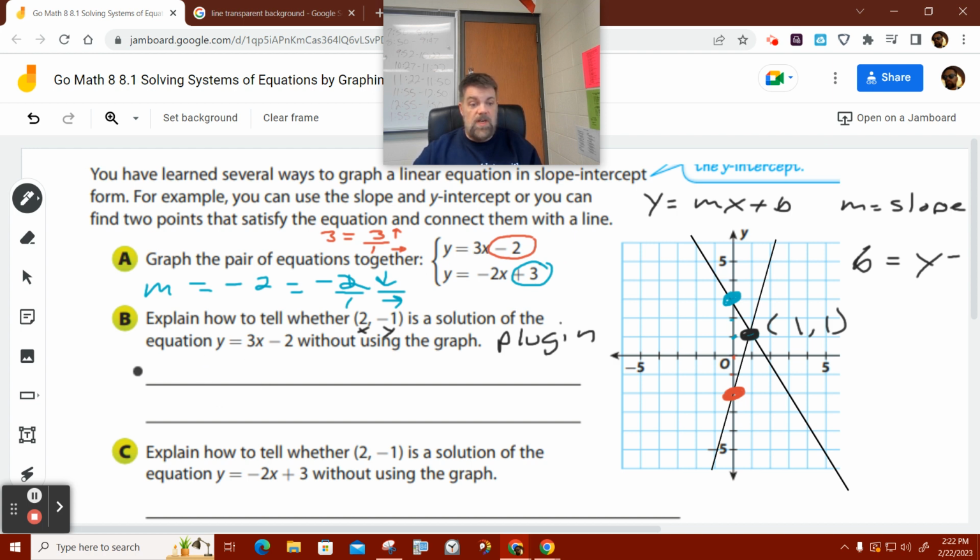So if I take this first equation, y equals 3x minus 2, and I say y equals -1, I plug in 2 for x. Does -1 equal, what's 3 times 2? 6. What's 6 minus 2? 4. Does negative 1 equal 4? No. So you would say not a solution. Okay? Does that make sense?